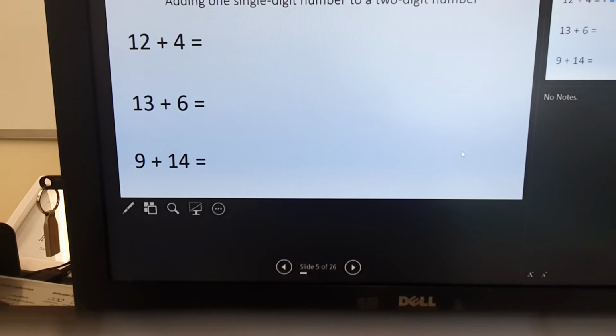Now it gets a little bit trickier, adding a single digit to a 2-digit number. Here we're going to be looking at using our 10 sticks as well as our ones. So to make 12, I've got a 10 stick and 2 ones. And then I would need to add on 4 more ones and count them all together, which gives me my answer of 16. Have a go at the next 2 in your books.